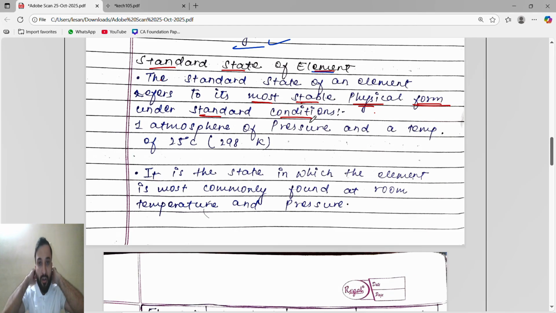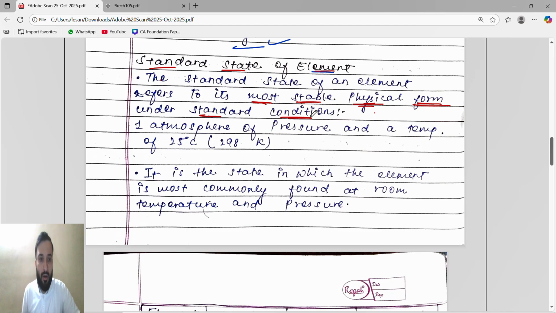Okay, standard condition. So the standard state of an element refers to its most stable physical form under standard condition. Because if you are not stable in your life, how will you find the standard, right? So what is the standard condition?